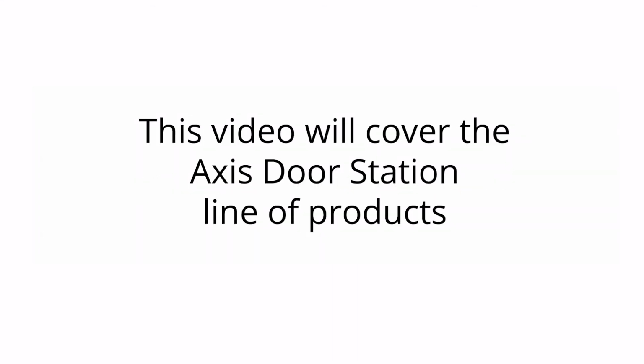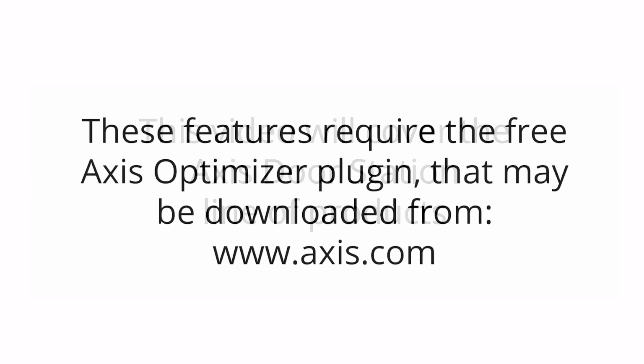We're going to look at the Access 8105, a door station, and one of the features that is included with the Access Optimizer. So it's the plugin related to the Access door station. So it's the 8105 or the 8004.